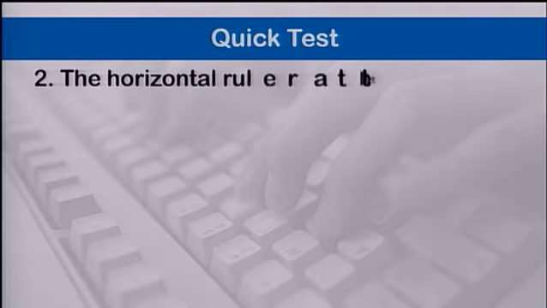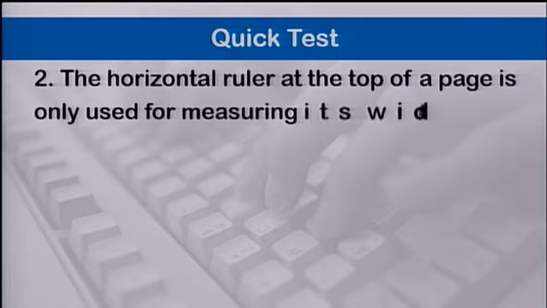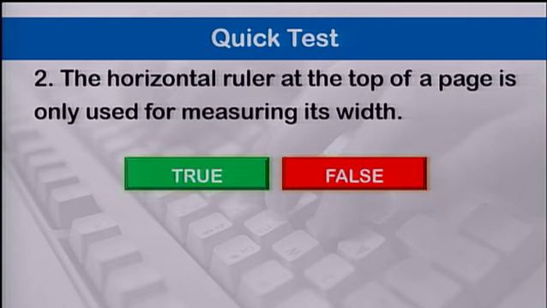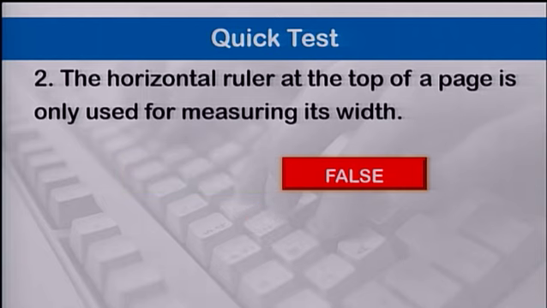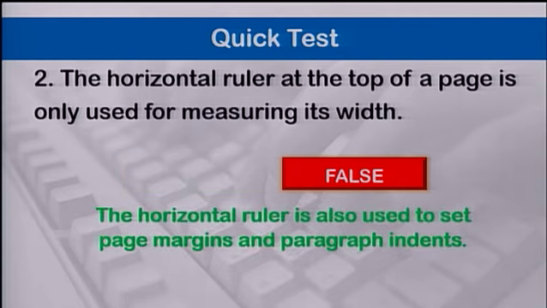Question 2. The horizontal ruler at the top of a page is only used for measuring its width. True or false? This is false. The horizontal ruler is also used to set page margins and paragraph indents.